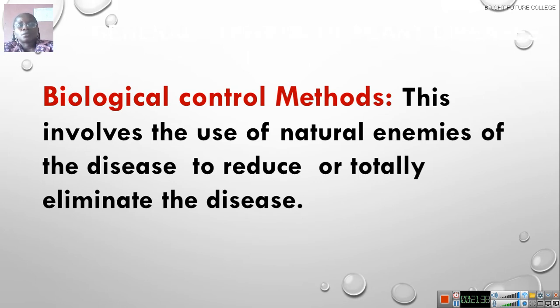Biological control method. What do you mean by that? Biological control method involves the use of natural enemies of the disease to reduce or totally eliminate the disease.